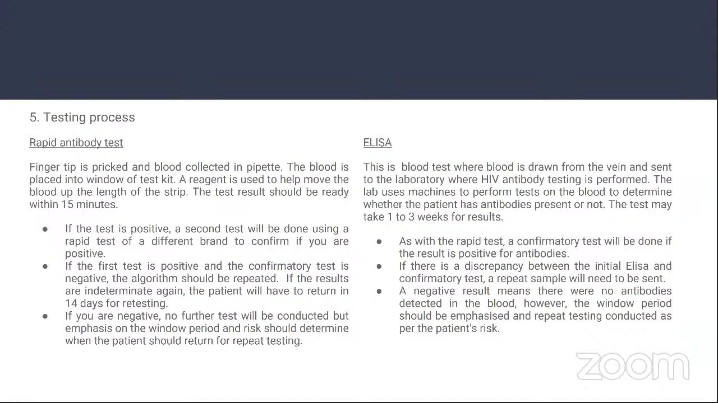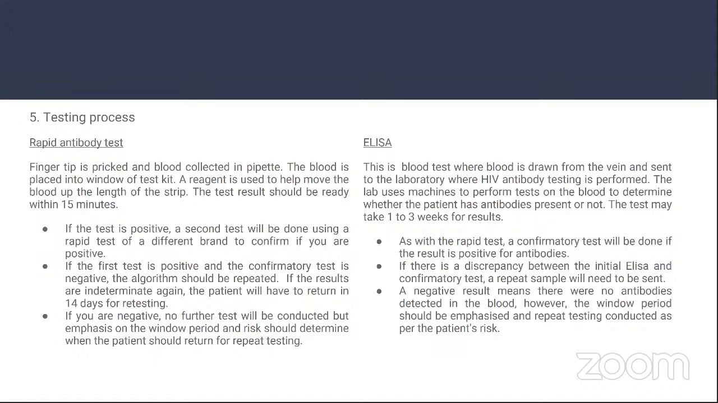So then there's also the indeterminates. If there's a positive first test, I forgot to say, you'll have to get a confirmatory test that will be done using a different brand. So if it's an indeterminate result, that means that your first test was positive and your second test may have been negative. Here we'll repeat the testing process. If the results are the same, the patient will be asked to return in 14 days so that they can be retested.